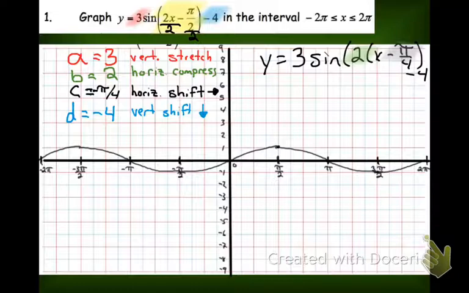Now you could graph each one of those separately. You could graph something with an amplitude of 3, then the horizontal compression. I'm going to do a couple things at once here. So the first thing that I'm going to do is graph A and B at the same time. So I'm going to do a vertical stretch of 3. So now instead of going to 1, they're going to go all the way up to 3 and down to negative 3. And I'm going to do a horizontal compression so that there's twice as many curves in the normal span.